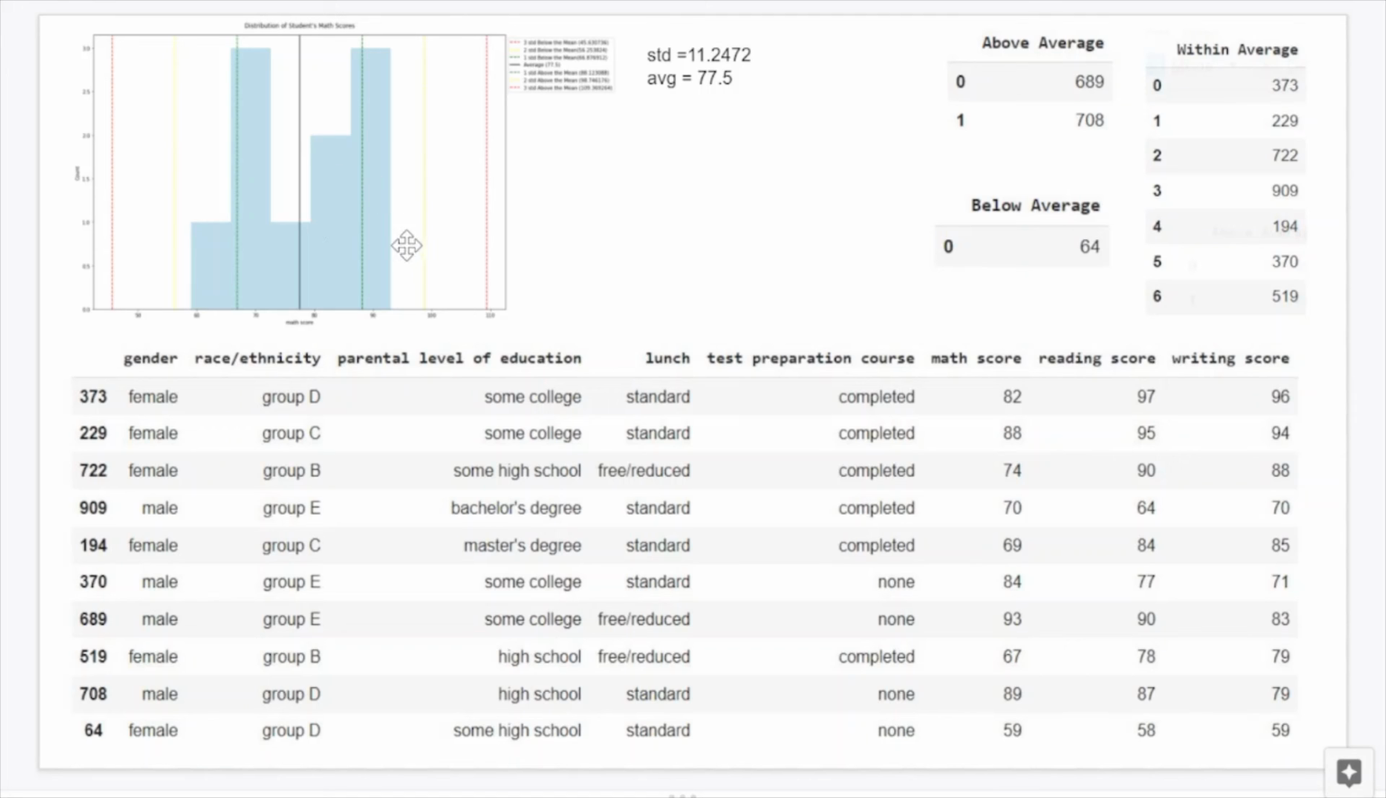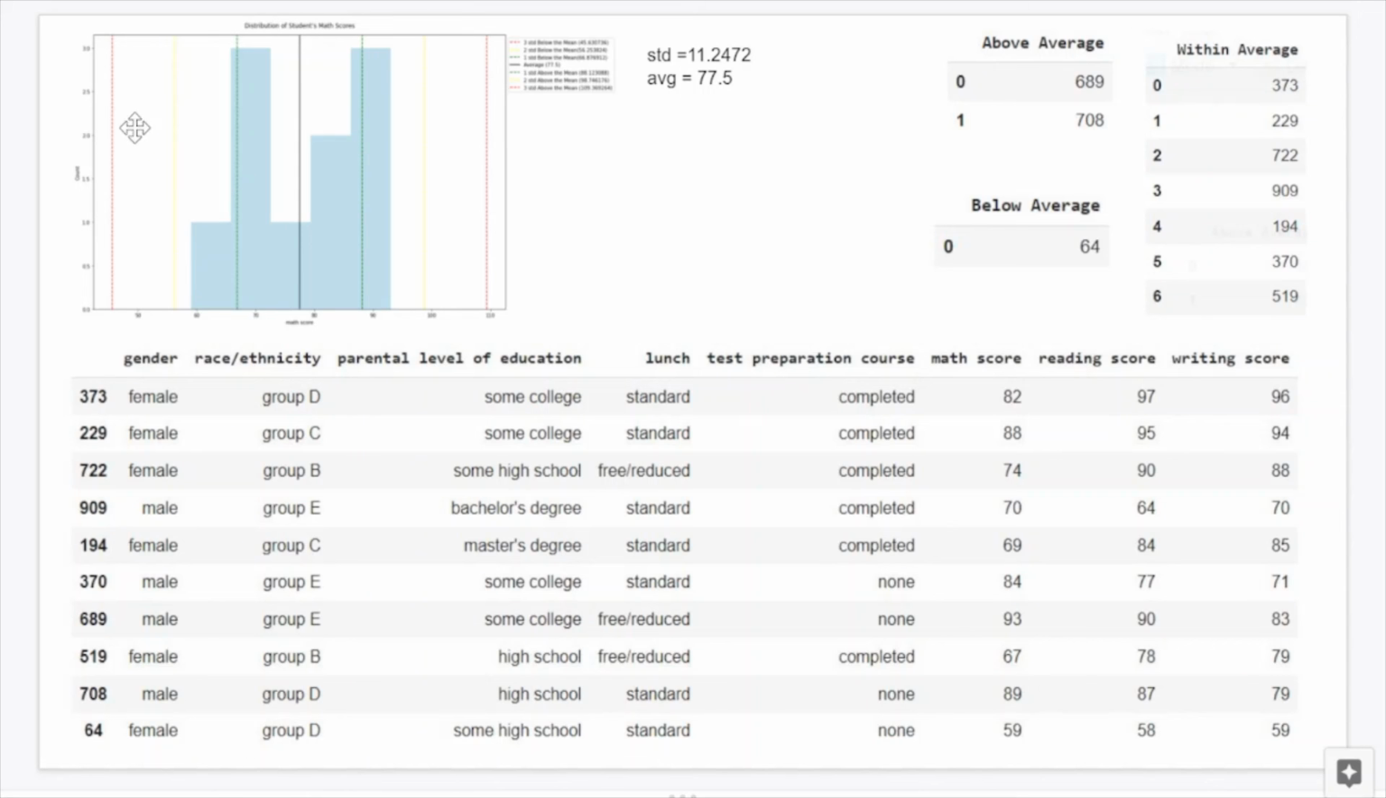So above means you're to the right. So to the right means you're above, right? In terms of the yellow line, two standard deviations above the mean means you're above average. Two standard deviations below the mean means you're below average, right? And then within average would be between the two dashed green lines.